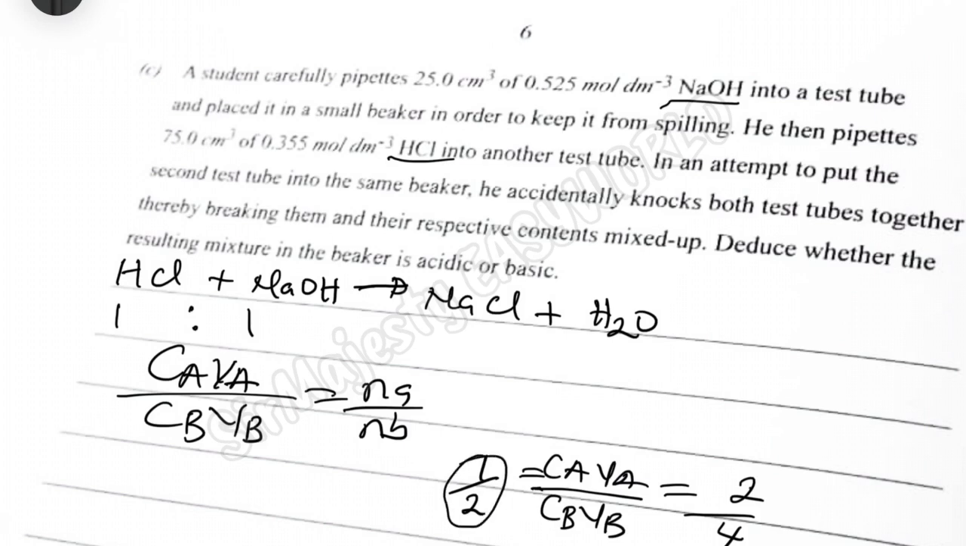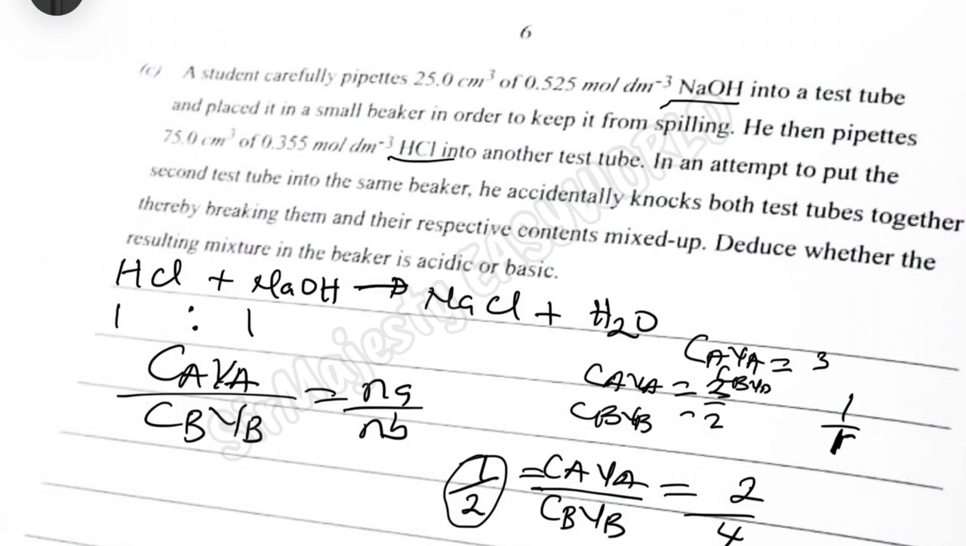That's the implication. But in a situation where we have gotten that Na over Nb is 1 over 1, it means that when CaVa gives us 2, CbVb will also give us 2, so that 2 over 2 is 1. But here, if we multiply CaVa and get something like 3, then CbVb and get something like 2, it means that there is excess acid following this particular reaction. So the mole ratio of the acid to the base is very necessary in answering this question.